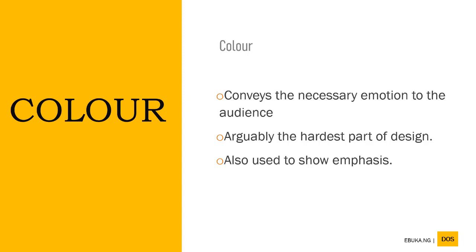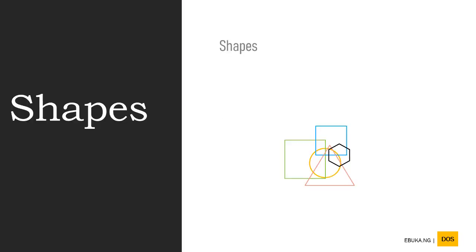Now I dedicated a whole chapter to colors and we'll talk about that right when we get there. Good, let's move on. So now another element of design is shapes. Shapes are another element of design, a very important element of design. Good. So shapes are no different from what you already know, right?